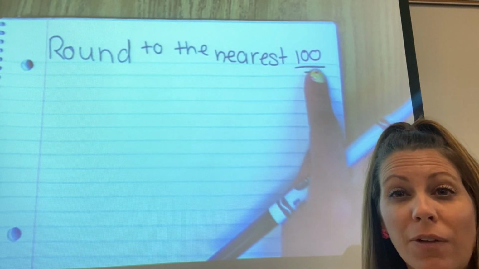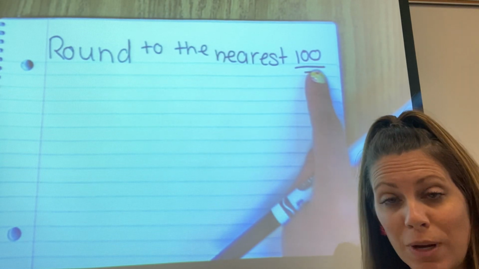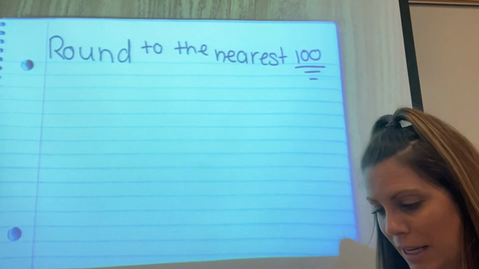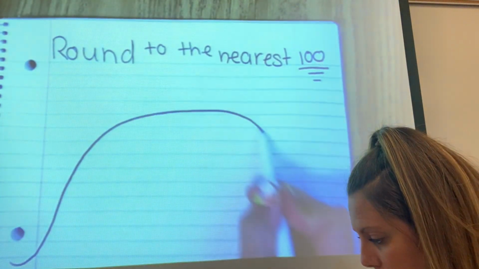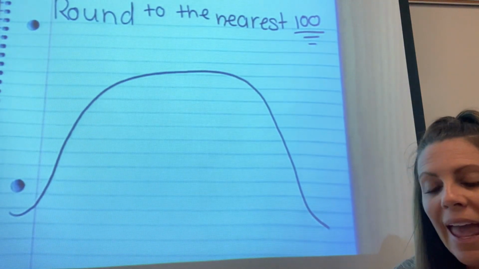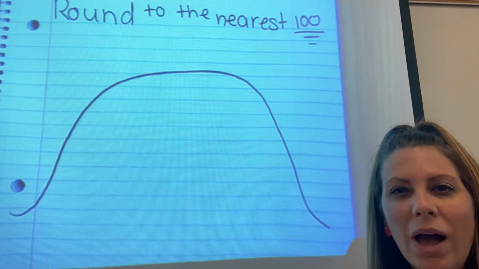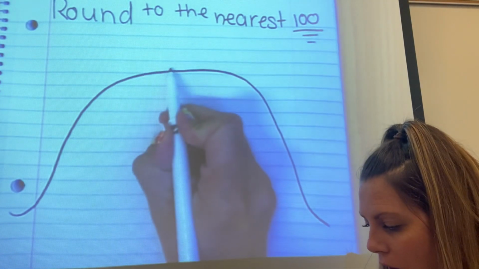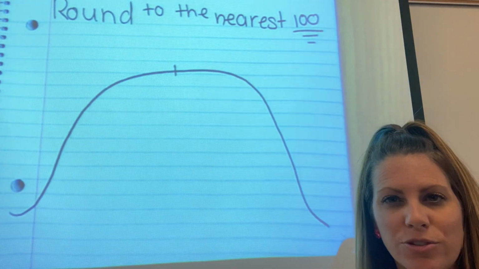So when we think about friendly hundreds, count with me. 100, 200, 300, 400, 500, and we keep going, right? So go ahead and make your round-a-coaster. And this time, I want you to stop and think about something. What is the halfway point for 100? What plus what equals 100?